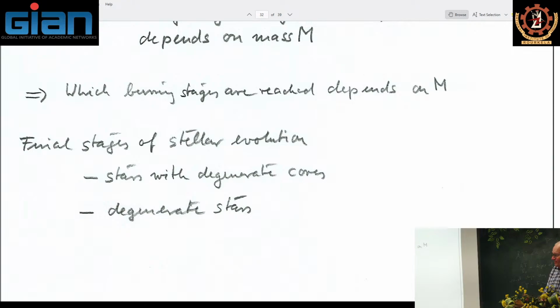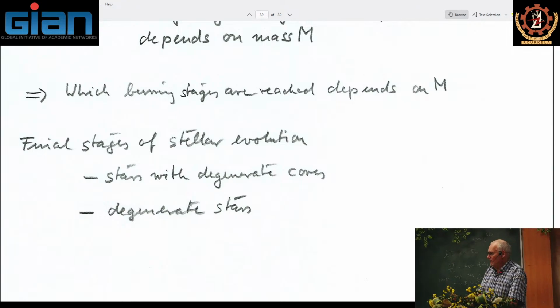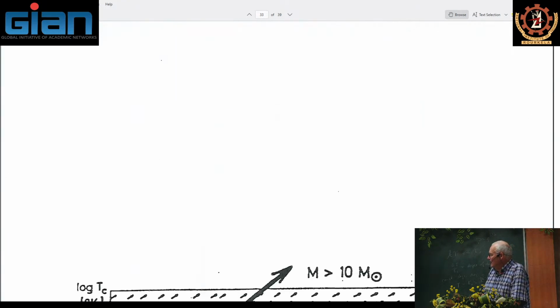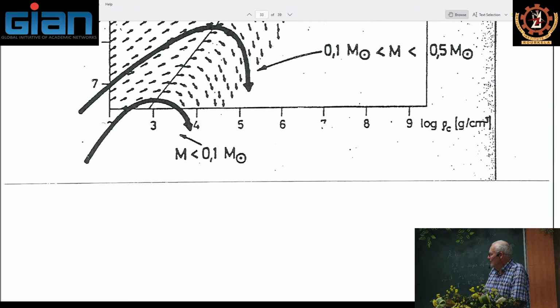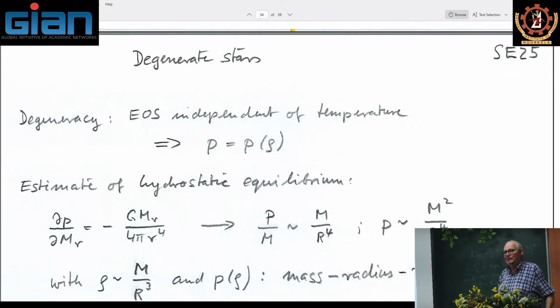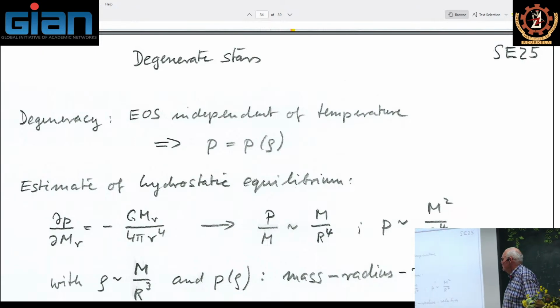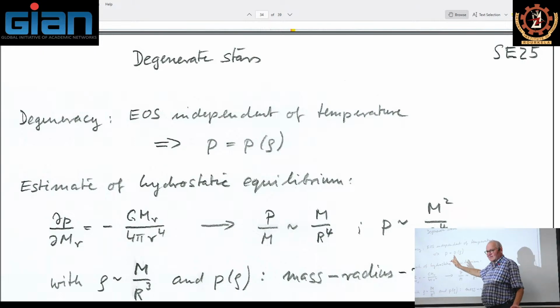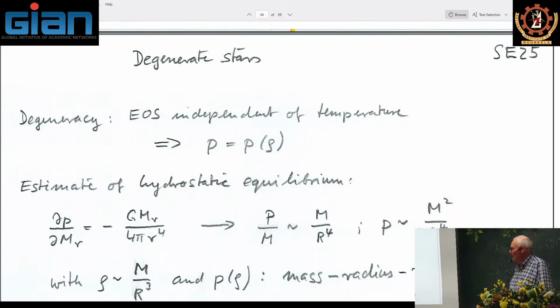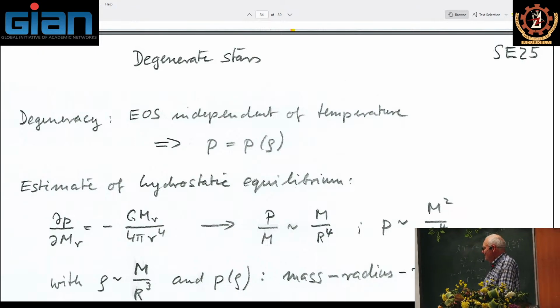Okay. So in the end, what this tells us is we have to deal with degenerate stars, because that seems to be the only way a star can end its life. So let's go to the properties of degenerate stars. Well, the equation of state of a degenerate gas depends only on density. So the pressure is then no longer a function of temperature. It is only a function of density.